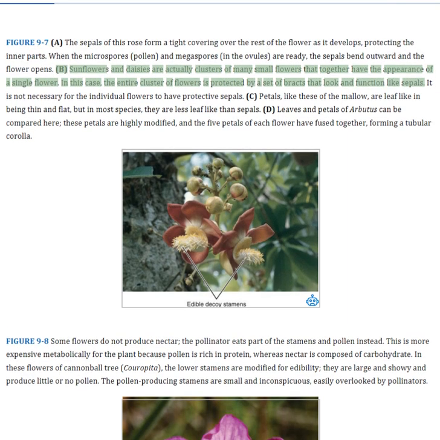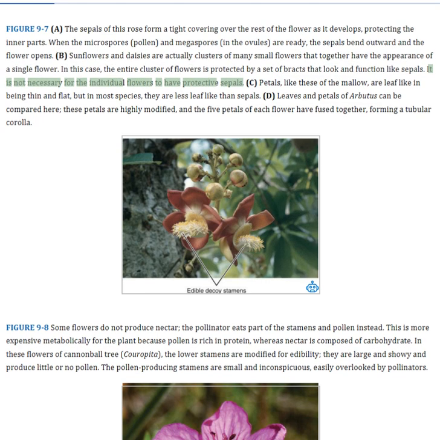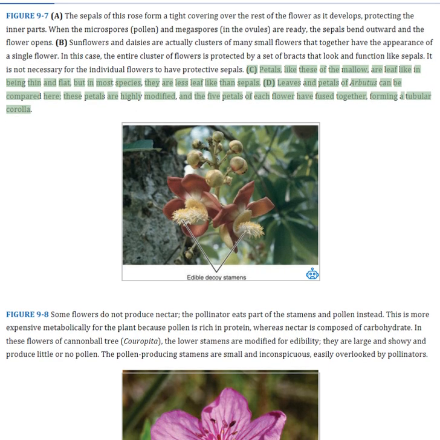Sunflowers and daisies are actually clusters of many small flowers that together have the appearance of a single flower. In this case, the entire cluster of flowers is protected by a set of bracts that look and function like sepals. It is not necessary for the individual flowers to have protective sepals. Petals, like these of the mallow, are leaf-like in being thin and flat, but in most species, they are less leaf-like than sepals.